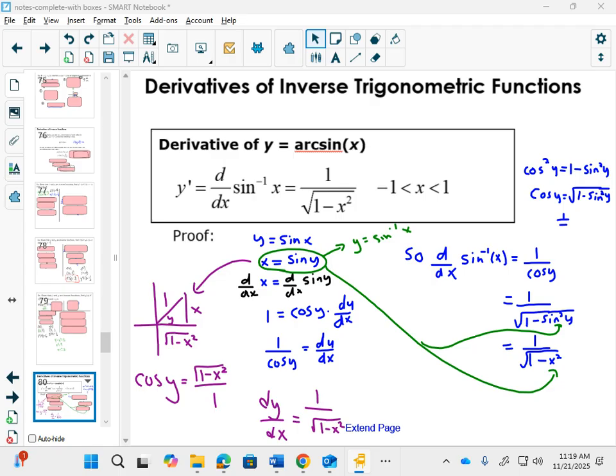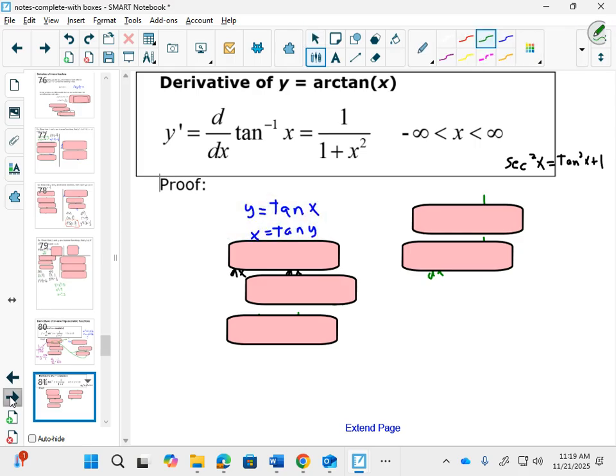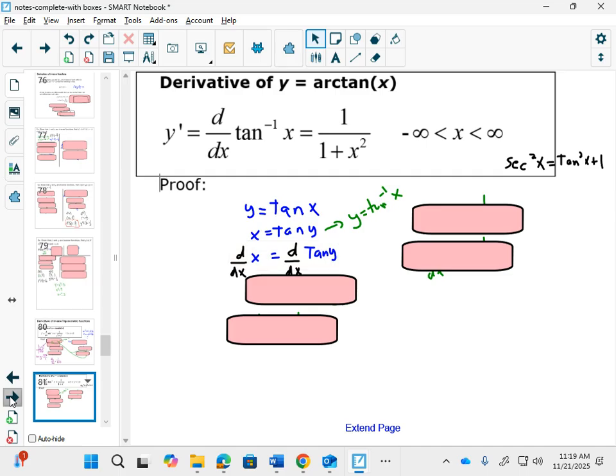We're going to do both methods again for tan inverse. Okay, we start off with y equals tan x, and if we switched x and y, this is technically tan inverse of x, just written in a different way. So because that's tan inverse of x, if we do implicit differentiation of that, we should be able to solve.